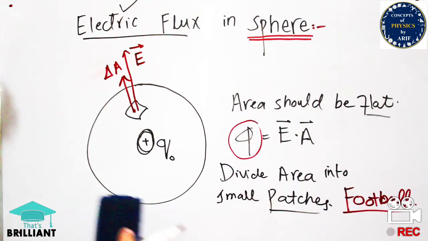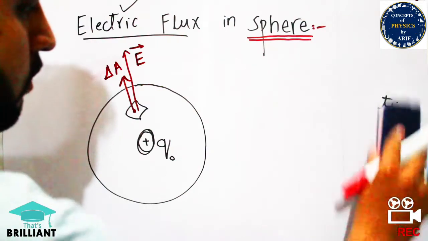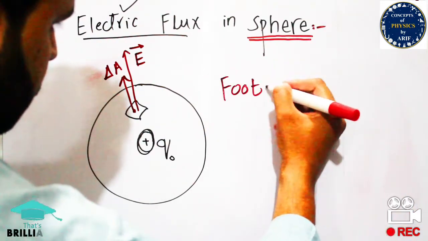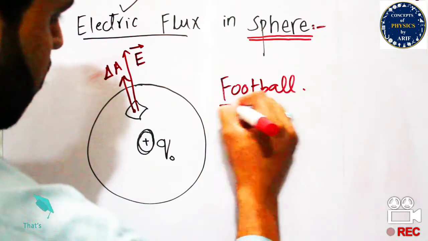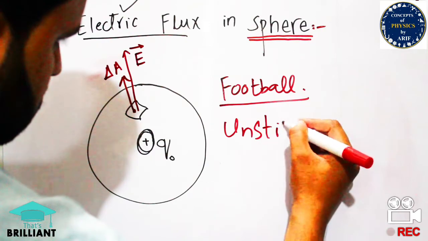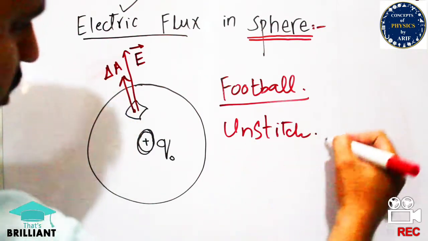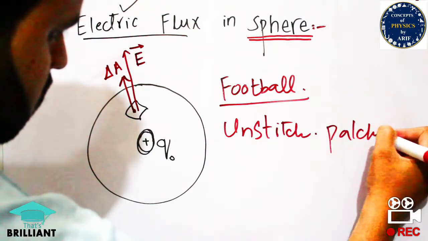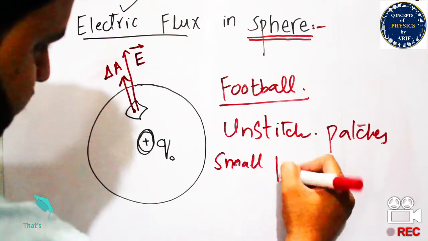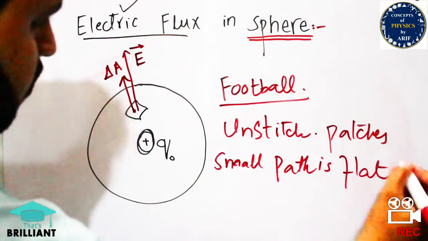In order to calculate the total flux in the whole sphere, we will divide the sphere into small patches like a football, as I have given the example of a football, because in the books there is no example given and students cannot understand. If we unstitch all the patches of the football and place them on the floor, all the patches are in flat shape. So this is a good example to understand the electric flux in a spherical shape.